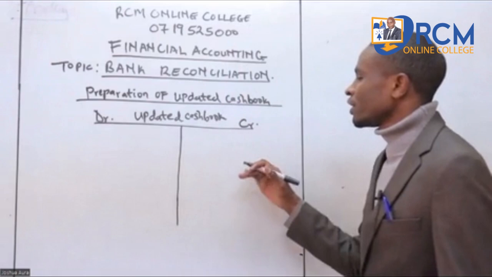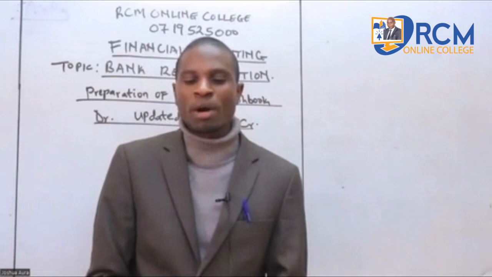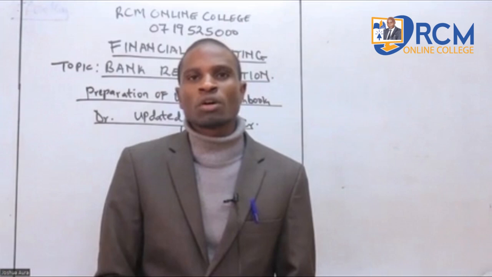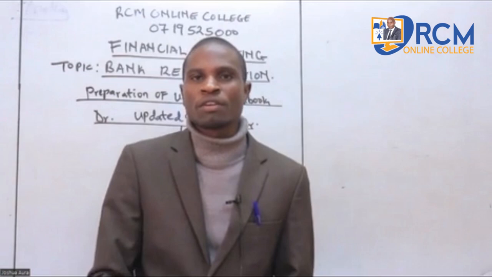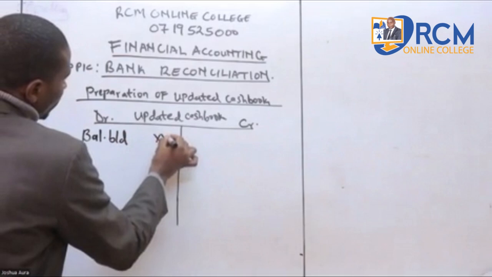So assume you are given the information. We are going to have that format. What do we start with? Obviously, the cash book will have the balance from the previous period or previous month. So we start with the balance that was brought forward, the balance brought down. You place it on the debit side.